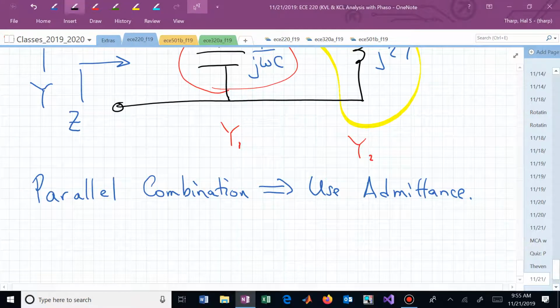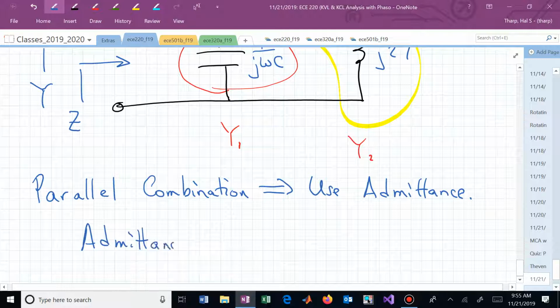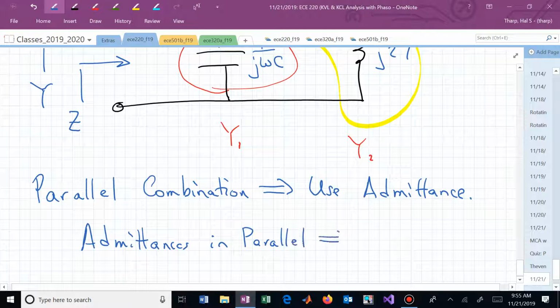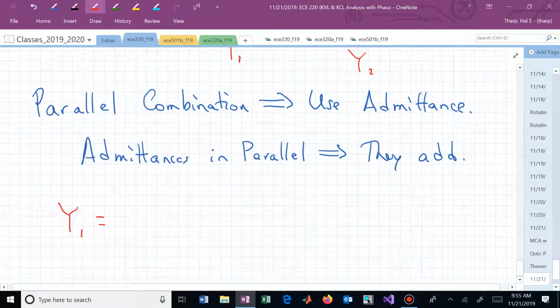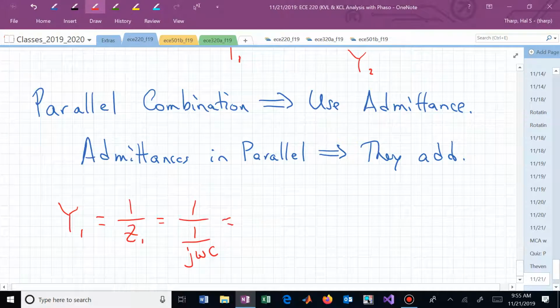So now, if we have admittances in parallel, they add. That's the beauty of using admittances. Y1, what is Y1? Well, that's 1 over Z1, and Z1 was 1 over J omega C. So the denominator of the denominator actually comes upstairs, and Y1 is J omega C.